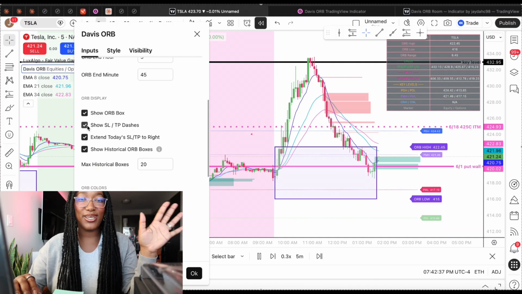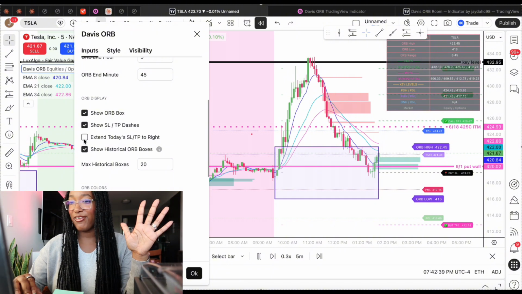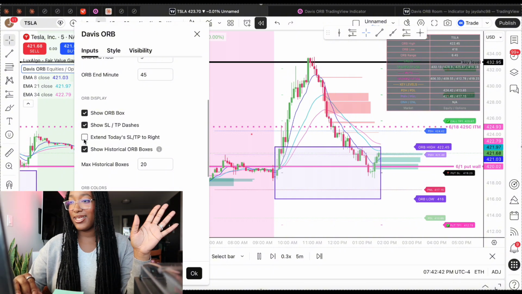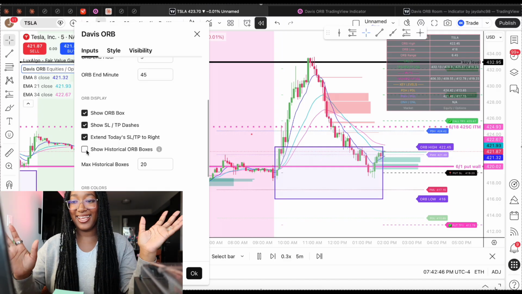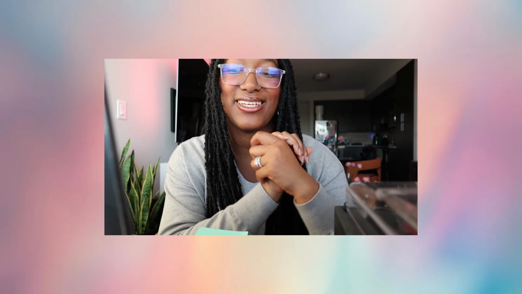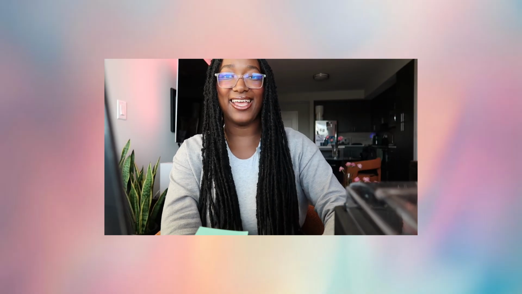Literally everything you could customize about the ORB, which is definitely my favorite part about it. Because some days I don't need all that. Some days I do. And yeah, I think that's it. I think that's all I have for you guys. That was literally the trade I took today.